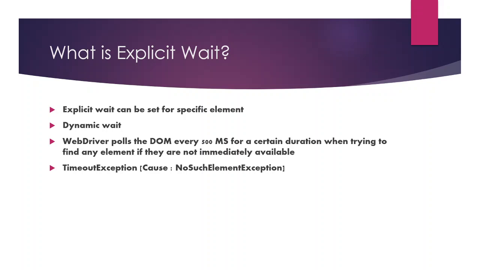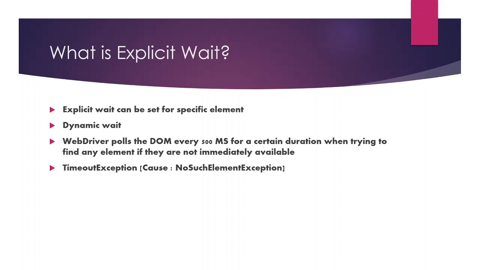This explicit wait is applicable only for the particular web element. It may be one element, or two elements, or thousands of elements also. It depends on how we implement it in our framework. So we can implement explicit wait for one particular web element or for multiple web elements. We can make reusable methods and reuse them for all the web elements. And this explicit wait is dynamic.